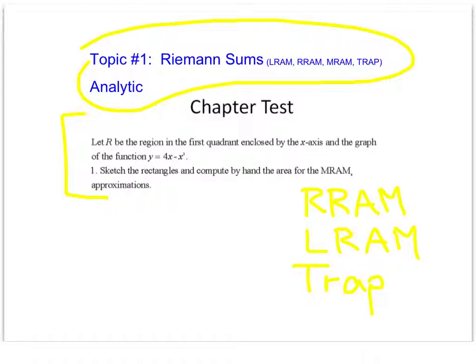Now, if you need to review any of this, you can find these topics. This would be 5.1 for right RAM and left RAM, and then chapter 5, section 5 is trapezoids. Okay, now I would suggest you try this problem, and then on the next slide you're going to see the solution to this problem.